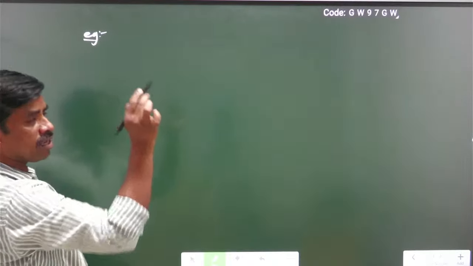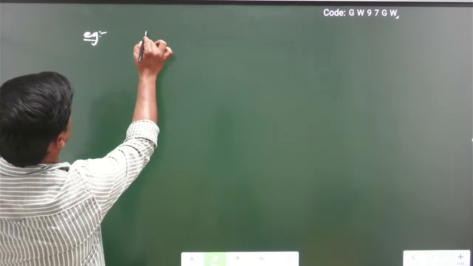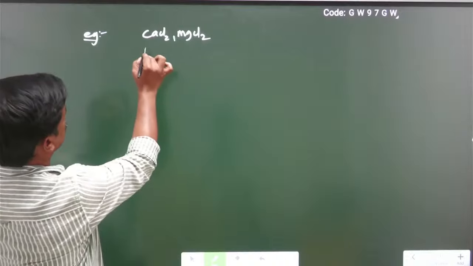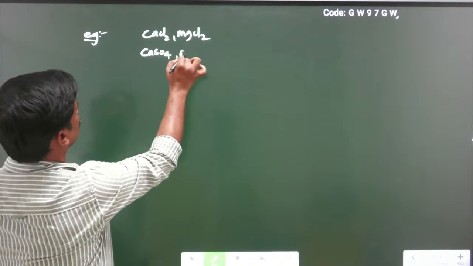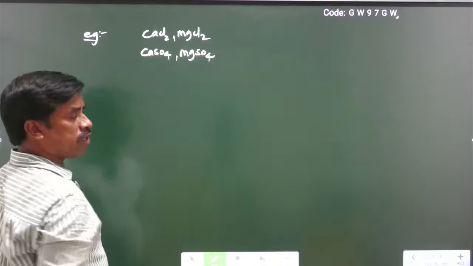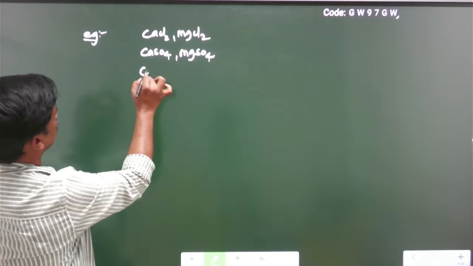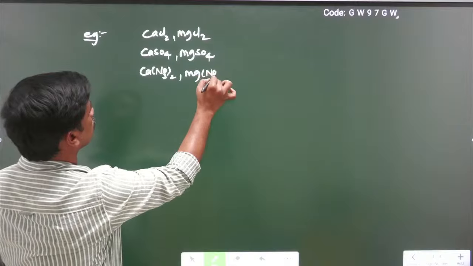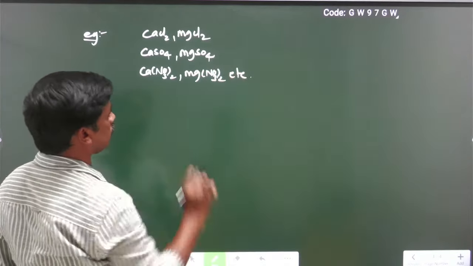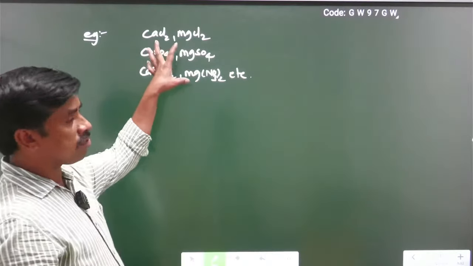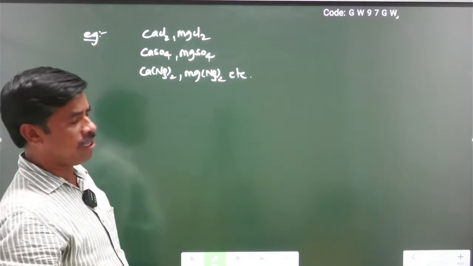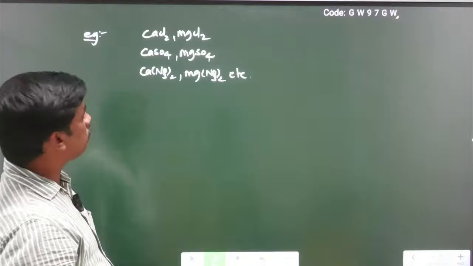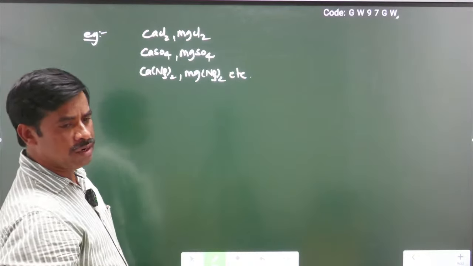Chlorides, sulfates, nitrates of calcium and magnesium. Calcium chloride, magnesium chloride are responsible for permanent hardness, and calcium sulfate, magnesium sulfate also responsible for permanent hardness, and calcium nitrate, magnesium nitrate also responsible for permanent hardness. These are the salts responsible for permanent hardness. Except bicarbonates of calcium and magnesium, the remaining salts are responsible for permanent hardness of water.